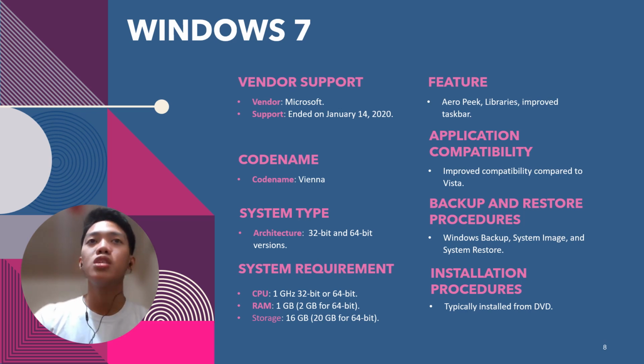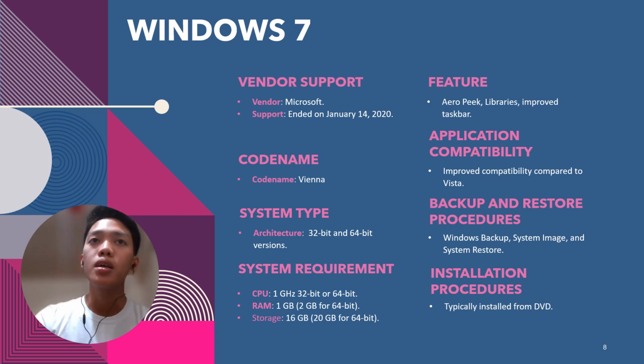performance and user experience. System type: 32-bit and 64-bit versions. The inclusion of both 32-bit and 64-bit versions catered to a broad range of hardware configurations, offering users increased flexibility. System requirements: we have 1 GHz, 32-bit or 64-bit. RAM 1 gig, 2 gig for 64-bit. Storage 16 gig, 20 gig for 64-bit. The moderate system requirements balance performance and accessibility, accommodating a wide range of hardware.